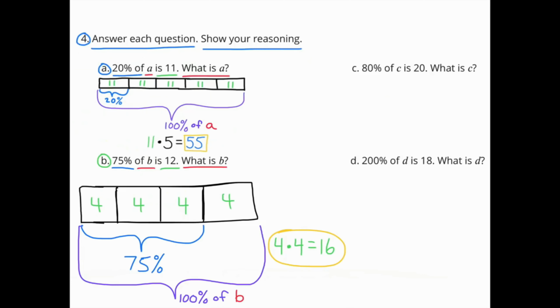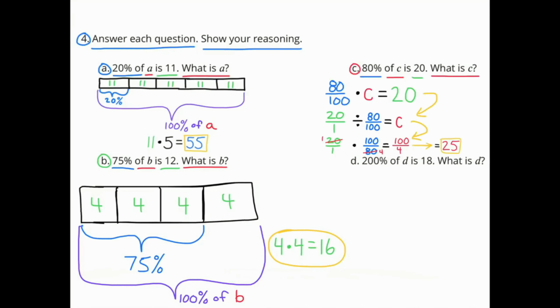B. 75% of B is 12. What is B? So in my diagram, I have 100% divided into 4 sections. Inside each of the 4 sections, I've put 4 because 75% is 3/4. And so 3 out of the 4 boxes needs to be worth 12. So 4 plus 4 plus 4, which represents 75%, is equal to 12. 100% would be equal to 16. So B equals 16, or 4 times 4 equals 16.